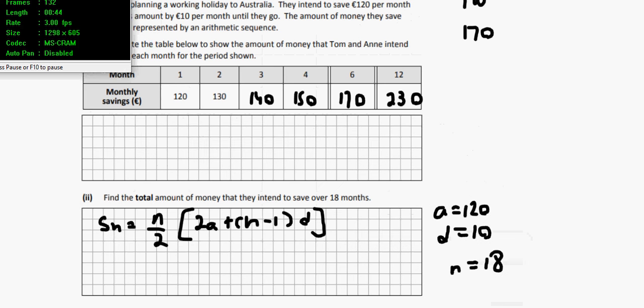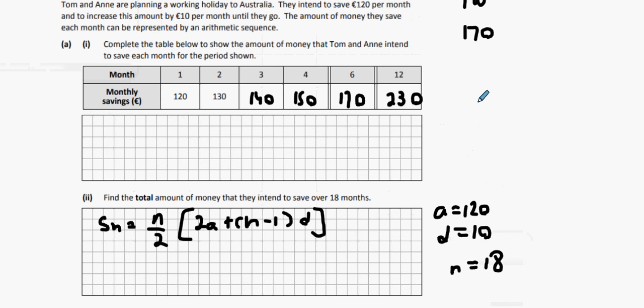Alright, so the big thing I want to talk to you about is, can anybody tell me what's the difference between T2 and S2? T is what you would save in week 2. You save 130. S2 is how much in total you save by week 2, which would be 250. You see the way you have to add 120 to 130?